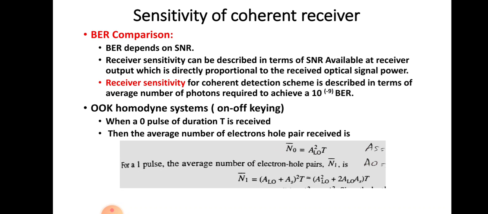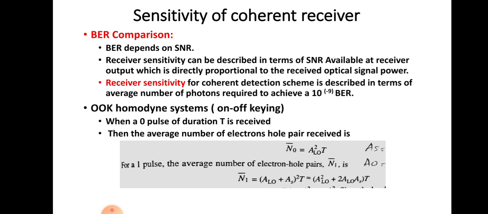Next, we will go to the sensitivity of the coherent receiver that we have studied in the previous videos. Usually sensitivity is measured in terms of bit error rate, so we first have to know the bit error rate. BER is the bit error rate, and it depends upon the signal to noise ratio. Receiver sensitivity can be described in terms of the signal to noise ratio available at the receiver output, and the signal to noise ratio is directly proportional to the received optical signal power. Receiver sensitivity for the coherent detection scheme is described in terms of the average number of photons required to achieve a 10 raised to minus 9 bit error rate.